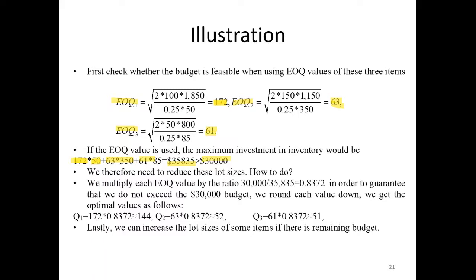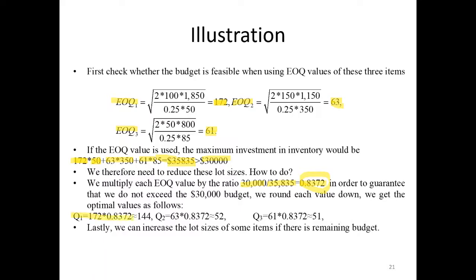The adjustment is done very easily by calculating the ratio 30,000 divided by the total or the maximum monetary value of the items kept in inventory, which is calculated here. Okay. Now, when you take this ratio, you will get the number 0.8372. Now, what we are going to do is take this factor multiplied by the EOQ values calculated for each individual item, and this will give us the values given here in this slide.